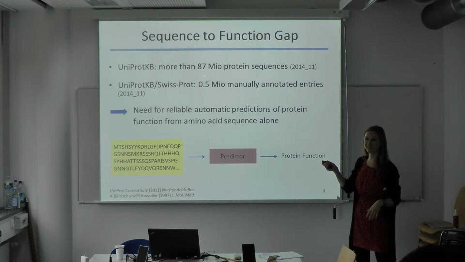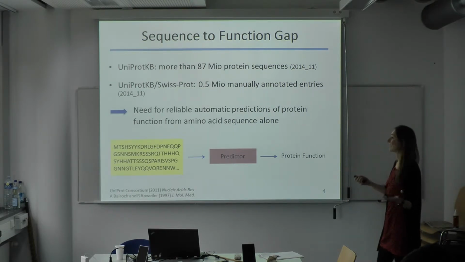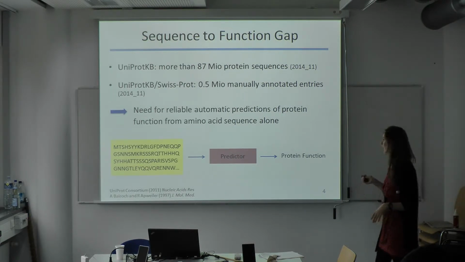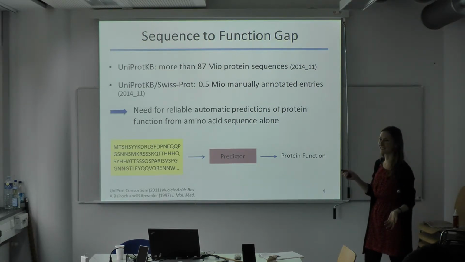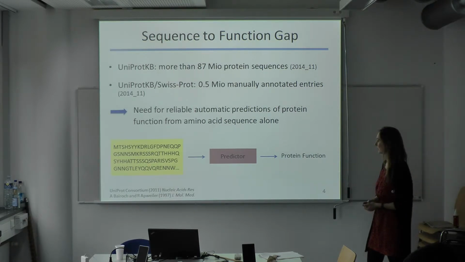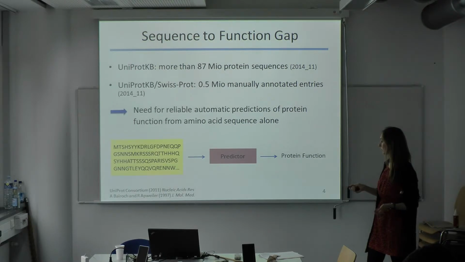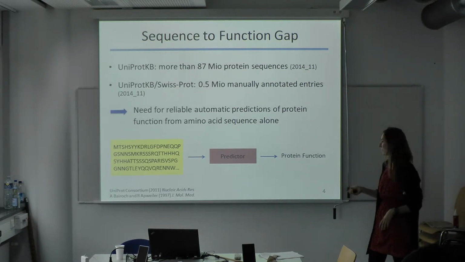It's really, really big. And so it's obvious that there is a need for some reliable automatic prediction methods for protein function from amino acid sequence alone, because manually it's absolutely not possible to handle this number, because you see how big it is. So what we want in the end is something like this, where we develop a predictor that takes a protein sequence as input and outputs a protein function. And this is actually what my lecture is about: the development of a prediction method like this.